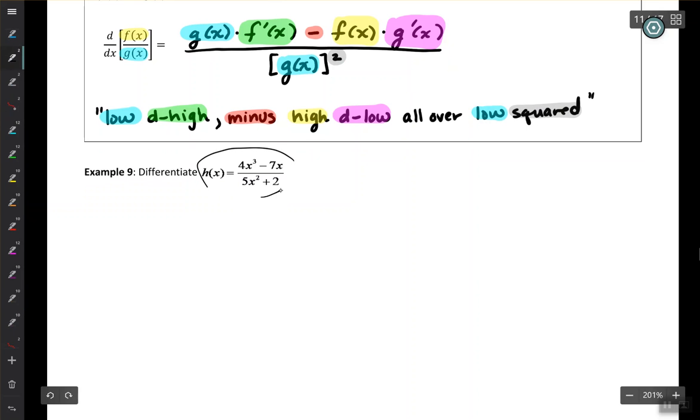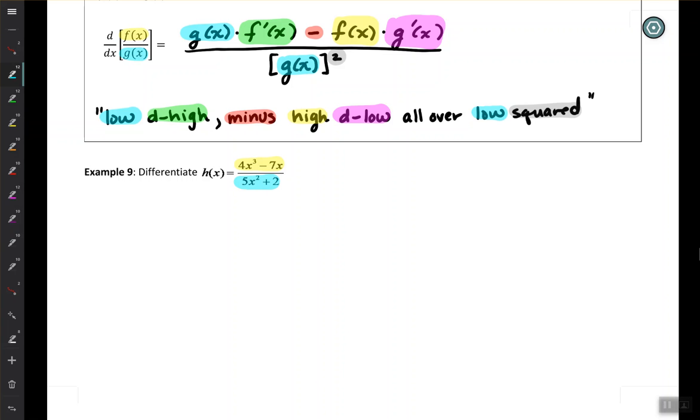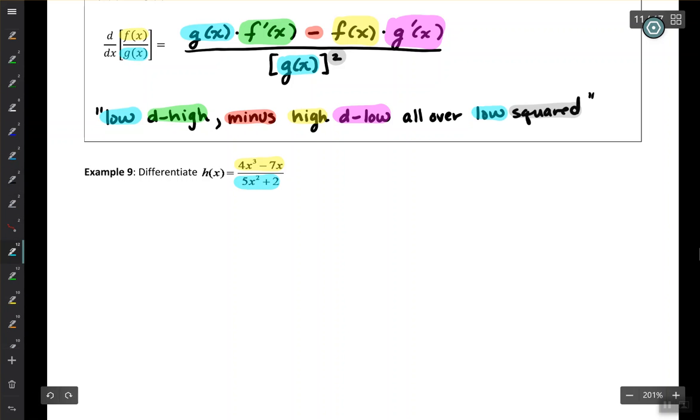This printed a little strange, sorry about that, but it's still readable. Differentiate h of x. First, we want to see that h is a quotient. H of x is one function of x divided by another function of x. So we need to use the quotient rule here. I think we should do a little bit of scratch work. With a lot of practice, you will just jump in, but let's do some scratch work.